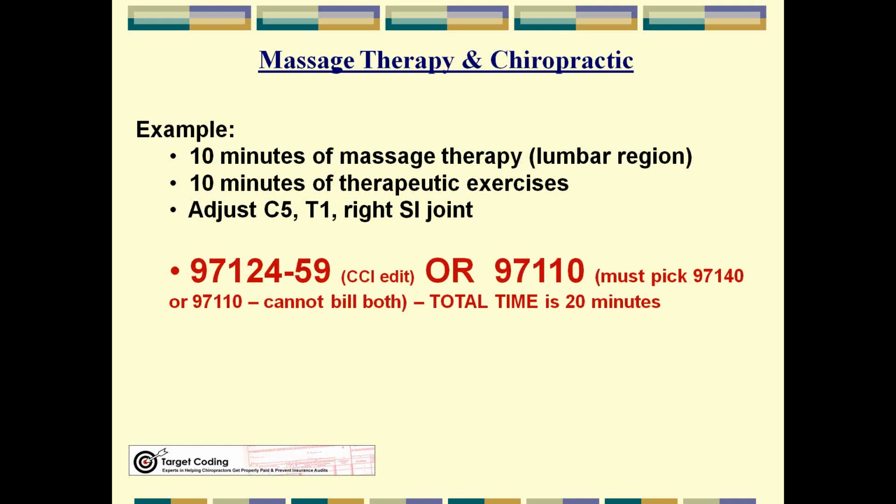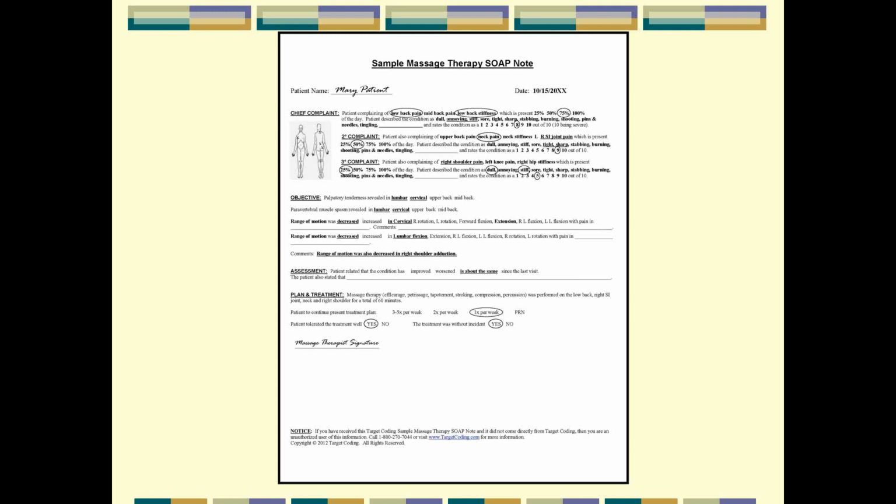You could pick 97124 or 97110. You must pick one or the other. You cannot bill both because you have to total up the amount of time spent doing all the time codes. In this example, you only got up to 20 minutes. 8 to 22 is one unit, so you'd only be able to bill one unit or one code. And then 98941 would be for the 3-region adjustment. So just wanted you to be aware of a little bit about the billing requirements.